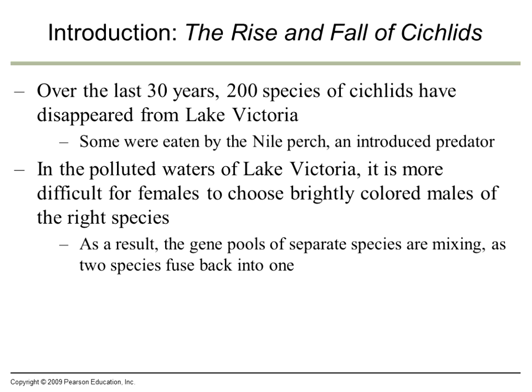Now, over the last 30 years, things have changed. 200 species of cichlids have disappeared from Lake Victoria. Some were eaten by an introduced species that we're going to talk about at the end of this presentation, called the Nile perch. But also because of development around Lake Victoria, the water is more polluted. So it's more difficult for females to see the brightly colored males of the right species. So as a result, females are choosing the wrong species and their gene pools are starting to mix again. So the multiple species are fusing back into one.